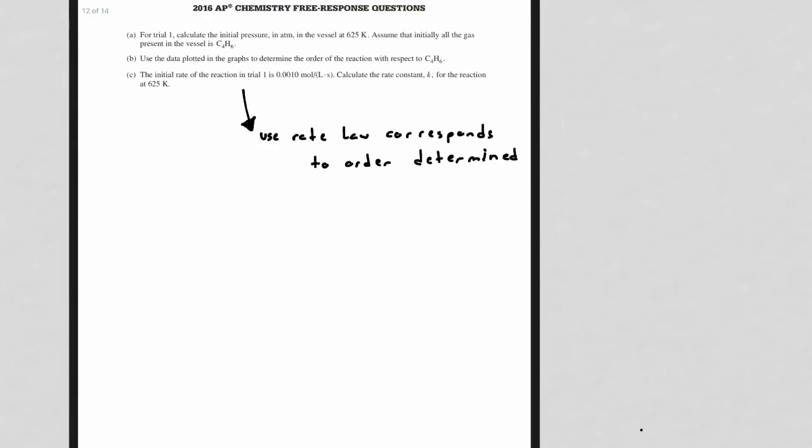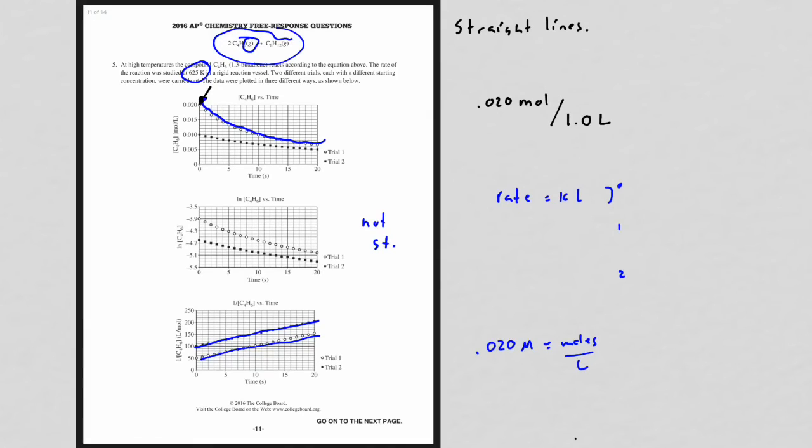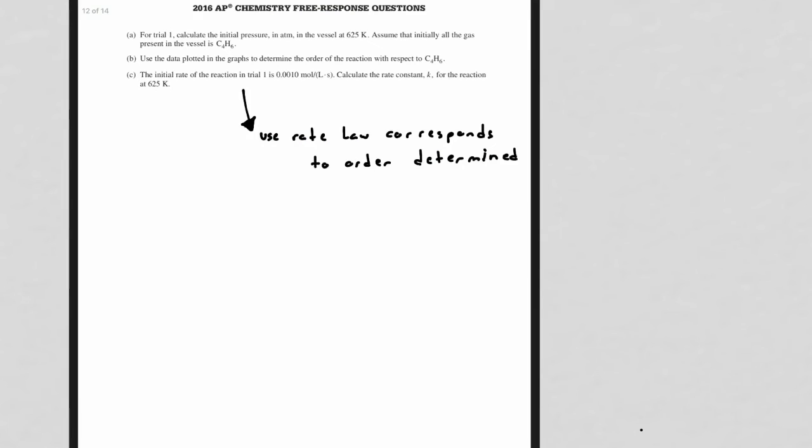The second thing, B, says use the data plot in the graph to determine the order. Well, that's what we said, right? So is this 0th order, 1st order, or 2nd order? Remember, if this was straight, 0, 1, or 2, that tells you what's what. Now, once you determine the order, it doesn't even ask you to justify it, honestly, which is strange to me, but I probably would have written one short sentence anyway, just to cover myself if it was a real AP exam.